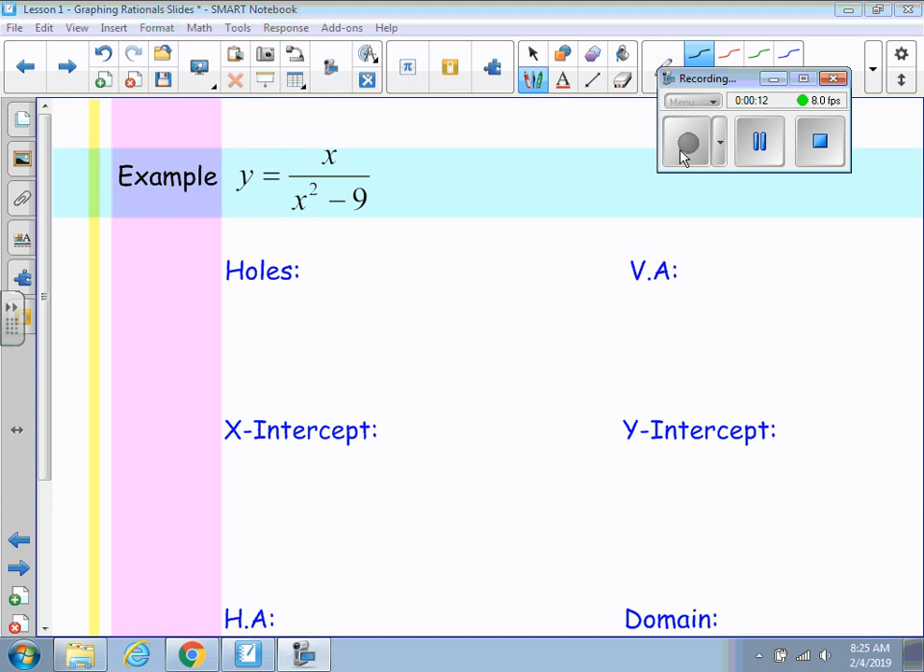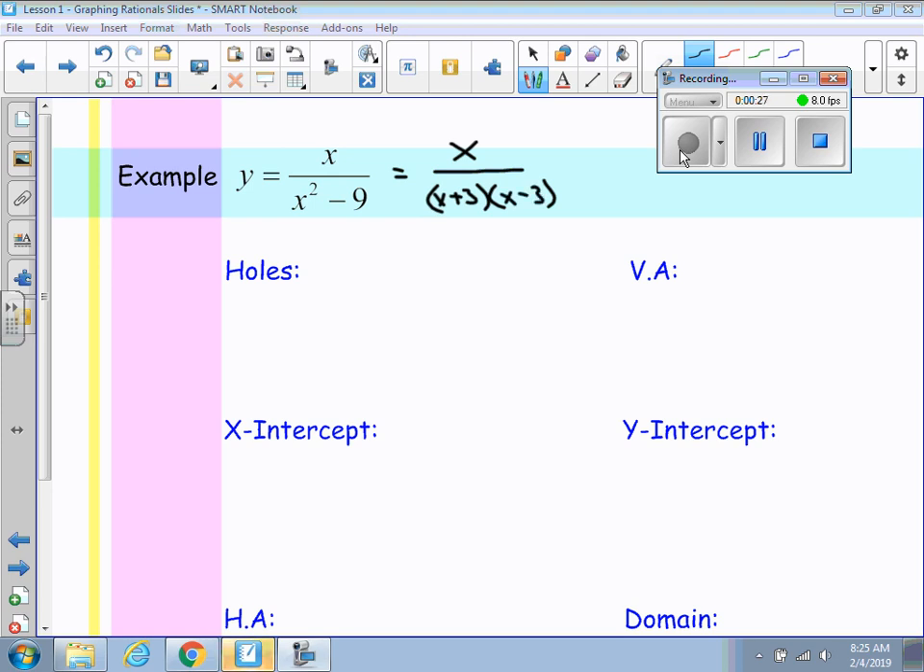Now remember, our first step in graphing is to factor your numerator and denominator. The numerator is just x, so that's fully factored. In our denominator, we have two terms. It's a difference of squares, so we know it's going to factor to x plus 3 and x minus 3.